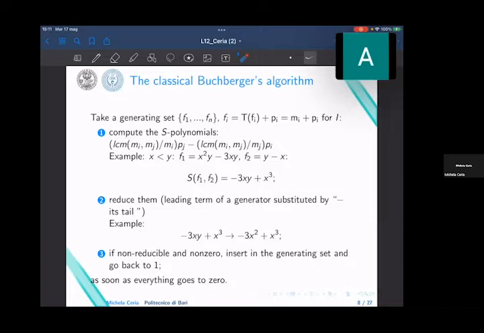If you get something that is non-zero, then you take this polynomial that you got, insert it in the generating set and use it again in order to compute other S polynomials and make other reductions. And you do that until everything goes to zero. In this way, you get your Grobner basis.